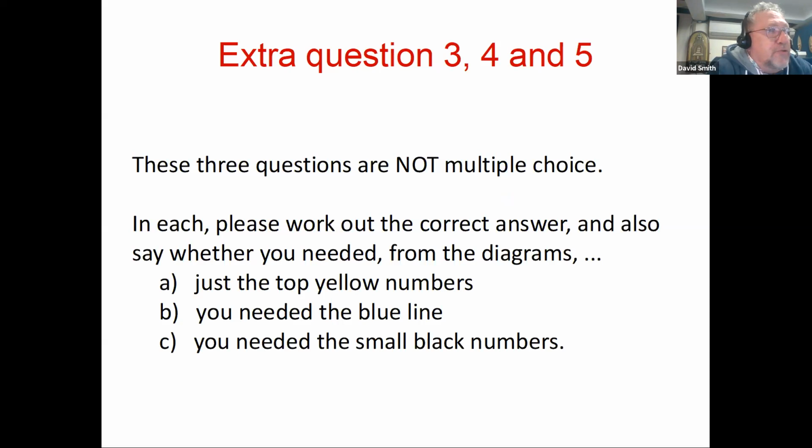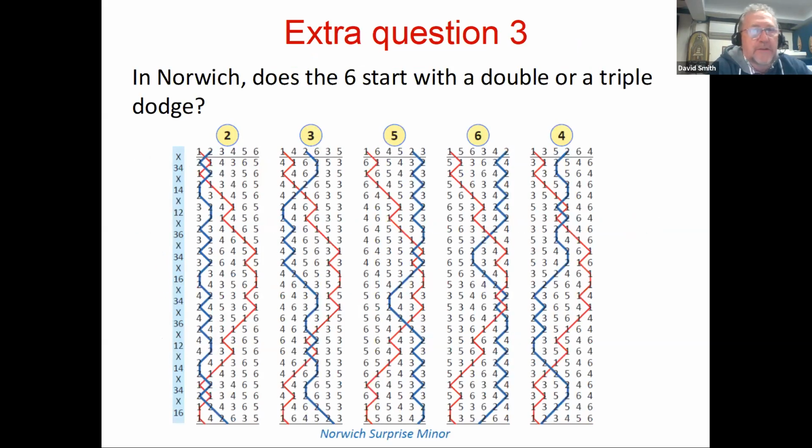Or did you need the blue line as well, the blue and the red line for the treble and the bell number 2? Or did you also need those small black numbers underneath that? As I said at the beginning, some diagrams have all those numbers in, some don't, because it's just too much information. So how much information do you need? And there are 3 questions of this sort. And the first one is this, and I've put the diagram up there.